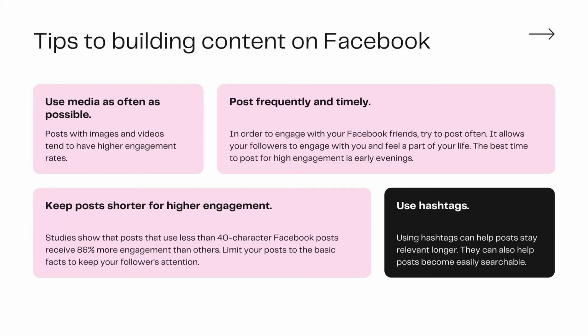shorter for higher engagement. With technology comes shorter attention spans, and we want to keep our followers' attention, so we should try to limit our post content to be as concise as possible. I know that's kind of hard sometimes, but we want to limit it to the main points. Studies show that posts that use less than 40 characters on Facebook get 86% more engagement. So think about that when you're trying to type your whole diary into Facebook. Limit it down just a smidge.